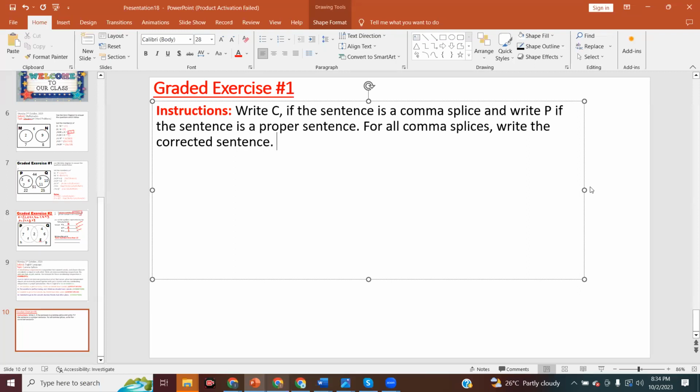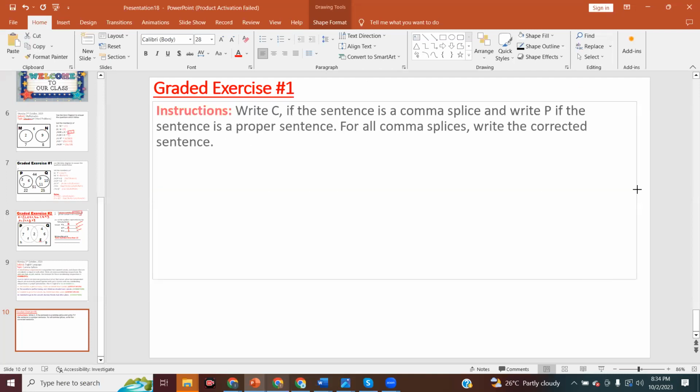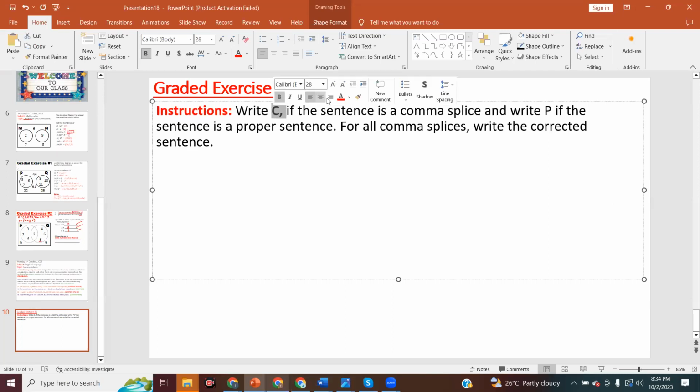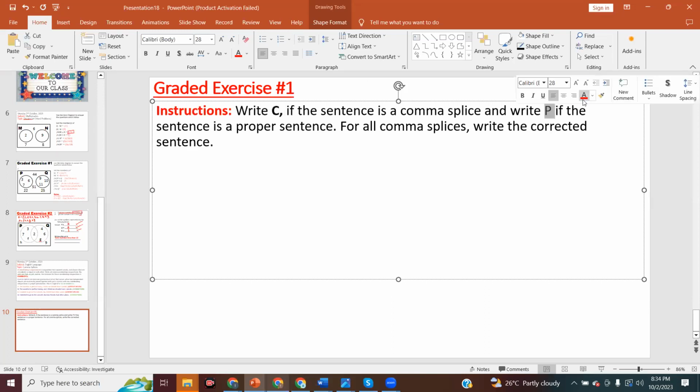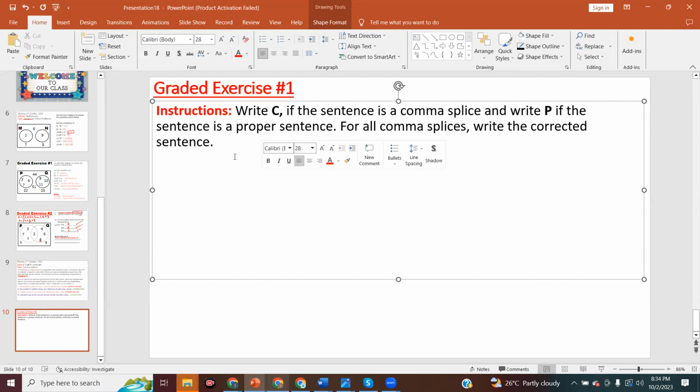Okay, so for this one, you're going to write C if it's a comma splice. If it's not a comma splice, then you're going to write P. That is a proper sentence. For all of the comma splices, I want you to write the correction. But if it's a proper sentence, obviously you don't have to write the correction for it. So let me repeat myself. Write C if it's a comma splice and write P if it's a proper sentence. If it's a comma splice, you have to write the correction. If it's not a comma splice, then you just write P and then you move on.